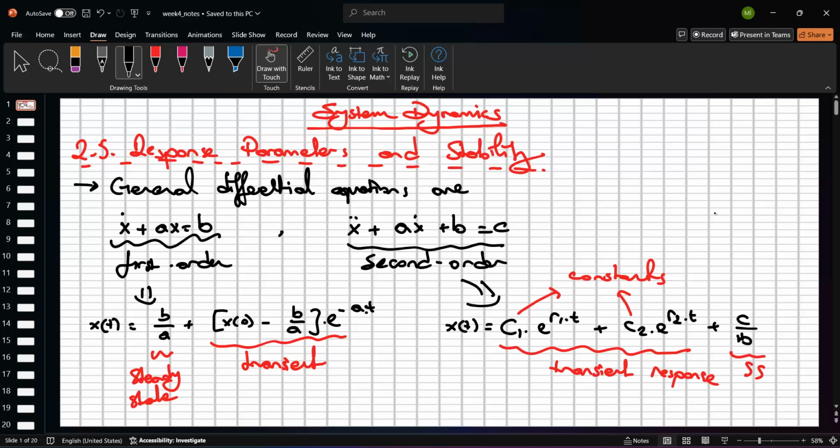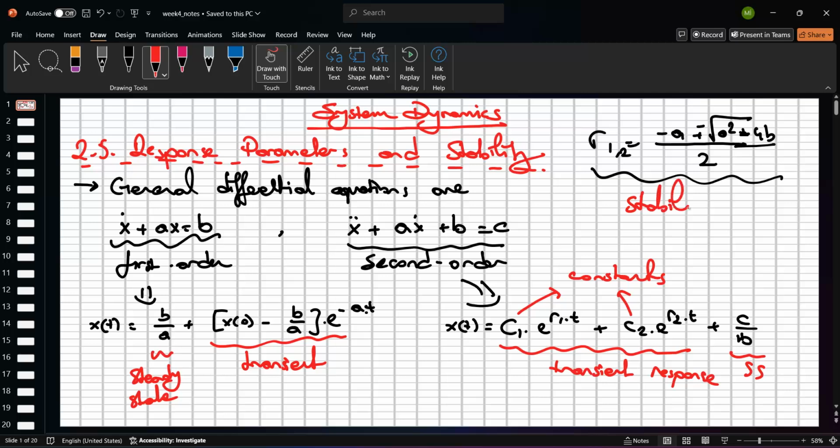And so, this r1 maybe is equal to minus plus minus a square minus 4b divided by 2, right? And so, this is our root notation, the minus and positive values are given at this condition. Okay, and so this is directly related to the stability values, or the stability.